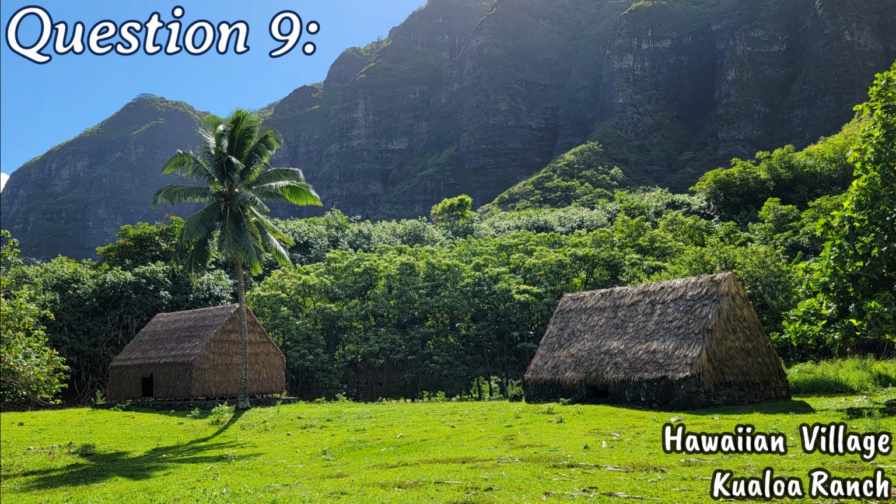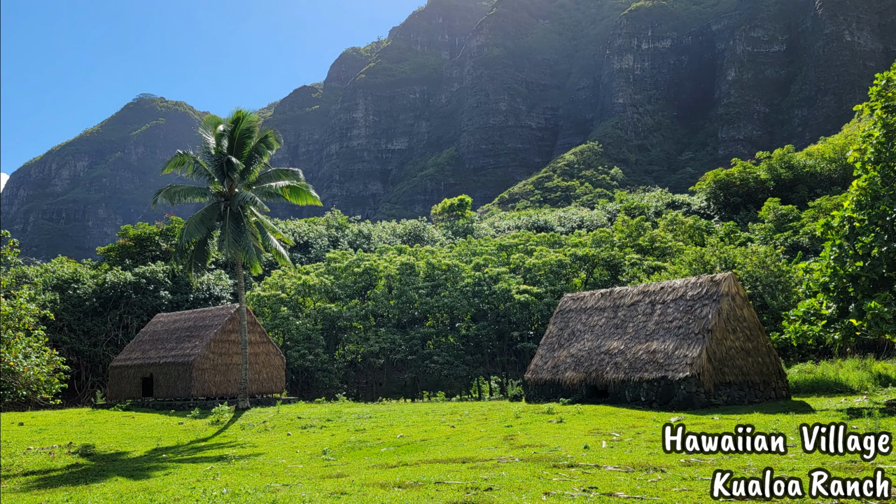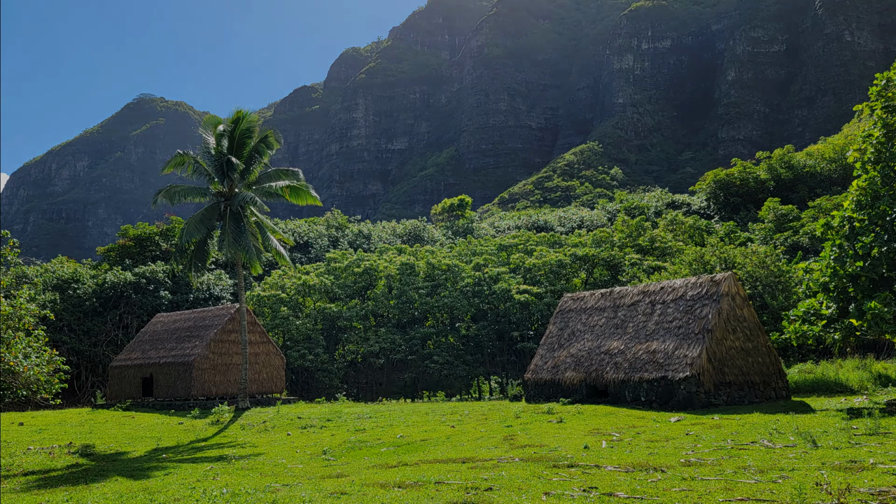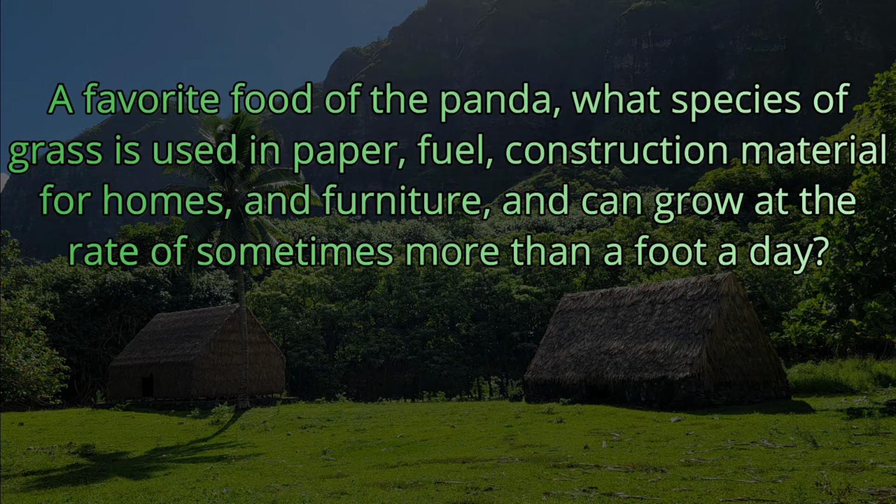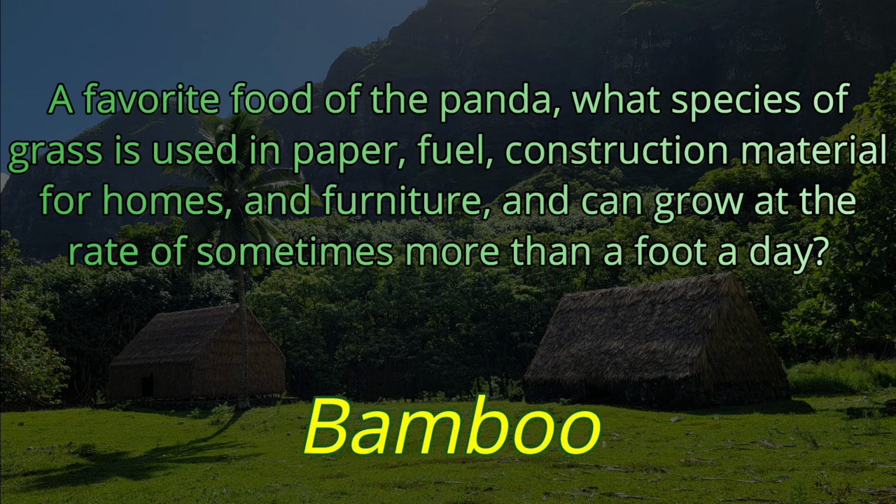Question number 9. A favorite food of the panda, what species of grass is used in paper, fuel, construction material for homes and furniture, and can grow at the rate of sometimes more than a foot a day? That plant is bamboo.